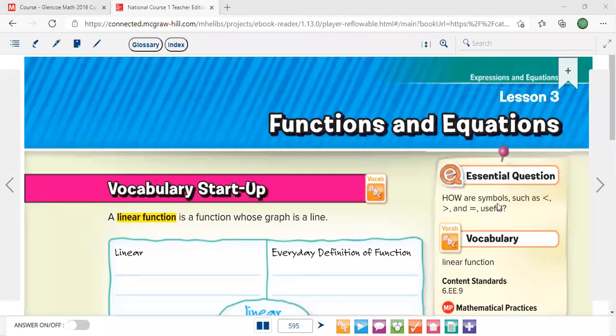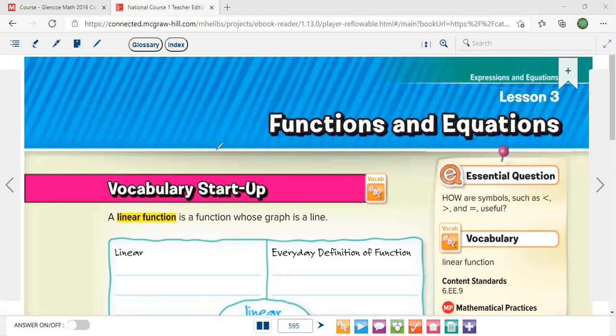This is chapter 8, lesson number 3, functions and equations. In this lesson, we will learn how to find the rule of the function, exactly like the lesson of lesson number 2. And also, we are going to discover whether the function is linear or not.